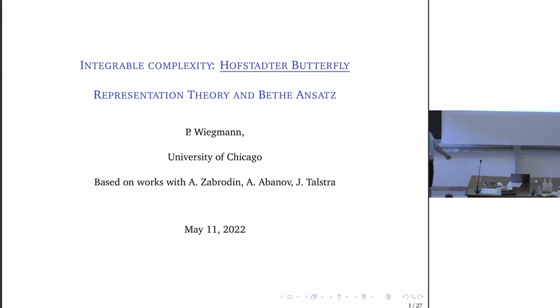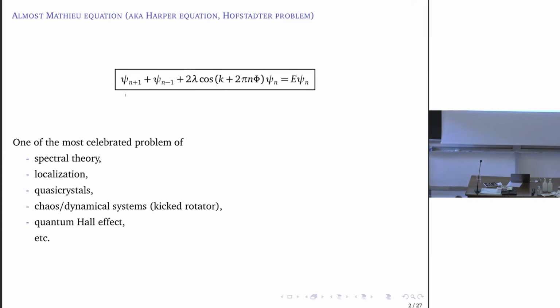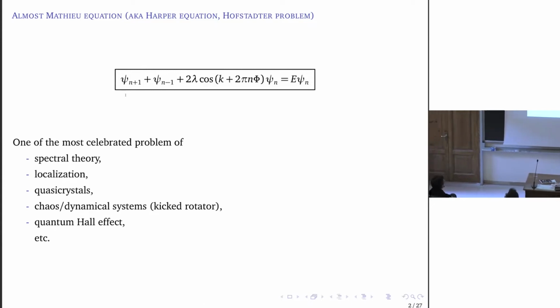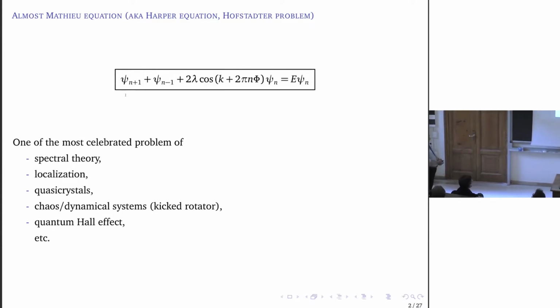It's one of the most beautiful problems which I am aware of, and its beauty could be demonstrated by the fact that the problem can be formulated within a small short box. So what is written in this box is a difference equation. It's a linear operator acting on column psi at point n. And we're looking for the spectrum of the operator.